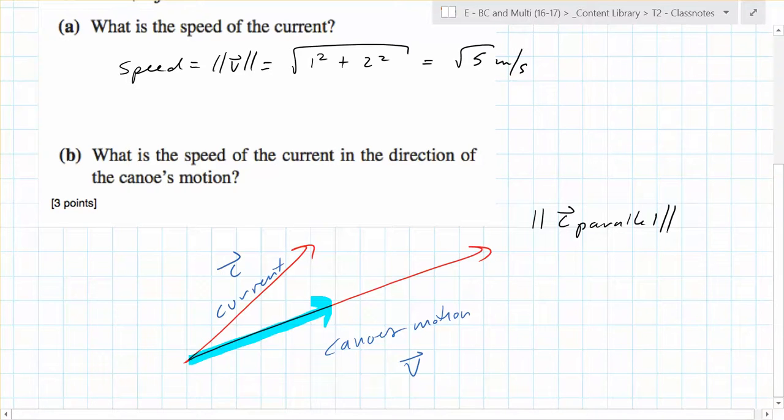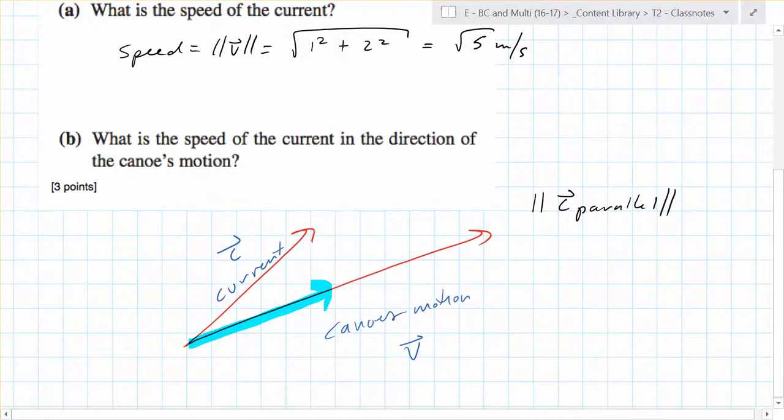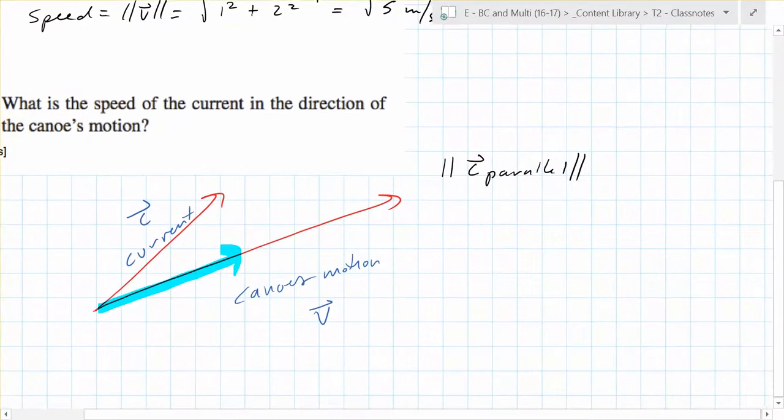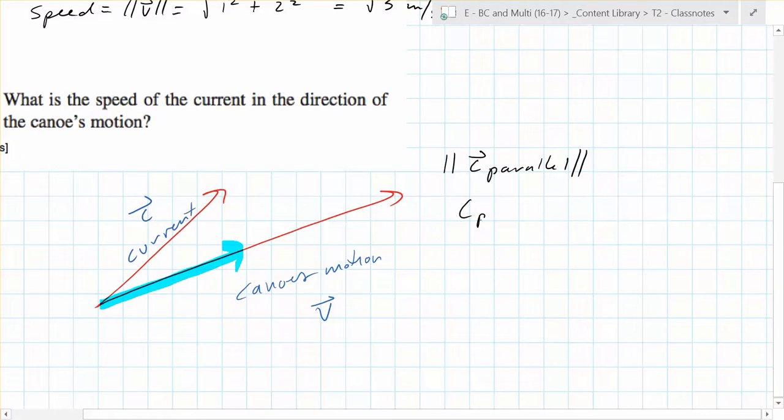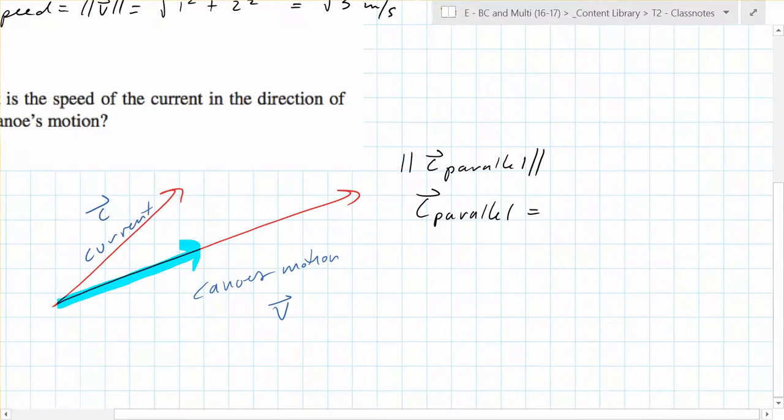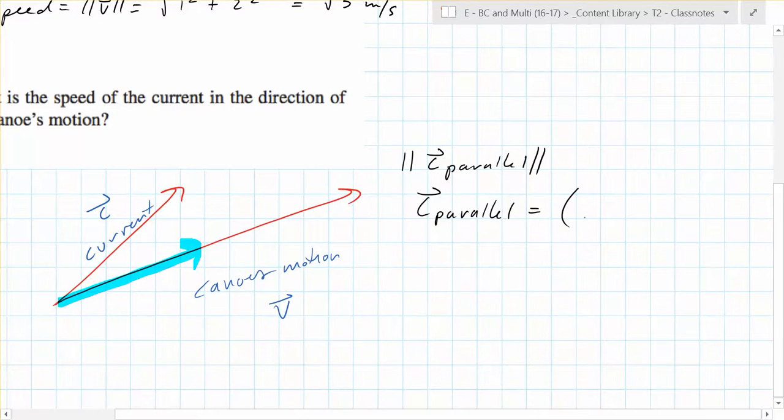How do you do the magnitude of C parallel? How do you figure that out? How do you find the magnitude of C parallel? Well, what is C parallel? Here's one way to do it. What is C parallel? How do you do that? So C dot V over the magnitude of V, because you need the unit vector, times V over magnitude of V. Exactly. So you first need to find V over the magnitude of V.